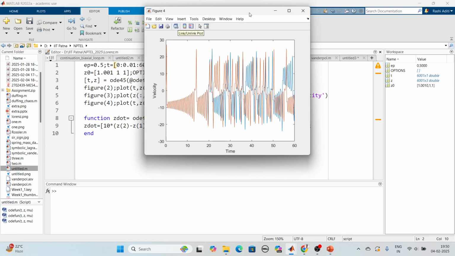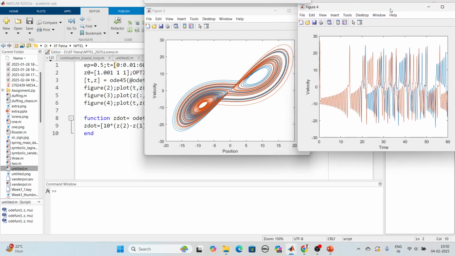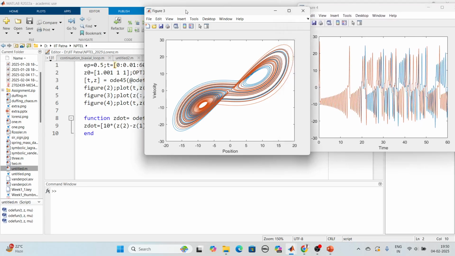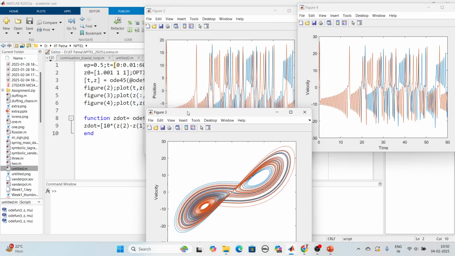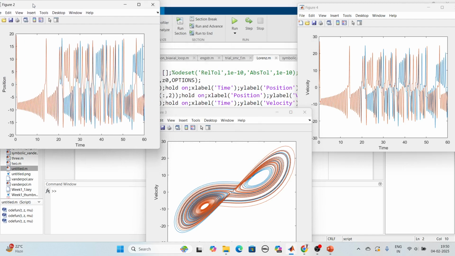Now see, you see the variation in velocity. It's actually not velocity, the figure 4, it's actually the variation of the second dimension, which is y, with respect to time. So you cannot call it the change in velocity with respect to time. Initially there is not much change in the system response. However, around time 20, after that, the variation is quite significant.